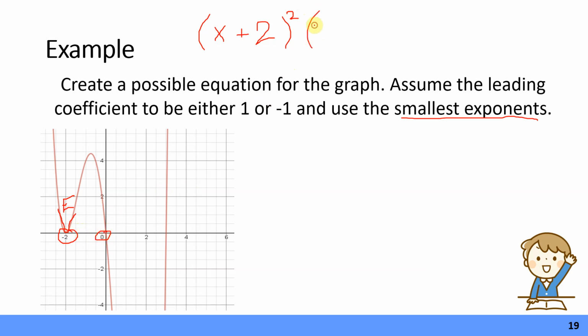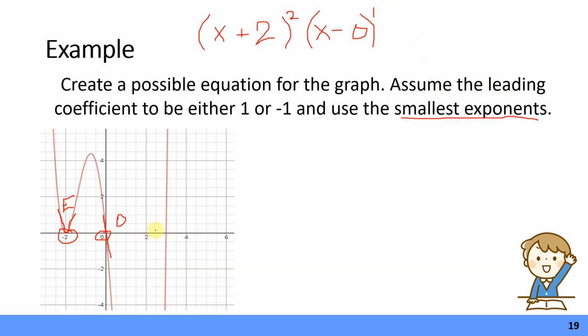Now, the next x-intercept is right here at 0. So I'm going to put x minus 0. Or you could do x plus 0. It's the same thing. Now, the graph, what happened? It crossed it. So remember, when it crosses, it's supposed to have an odd multiplicity. Odd numbers are 1, 3, 5, 7, but of course, the smallest odd number is 1.